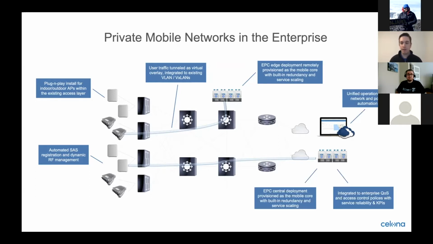And finally, a key characteristic of private mobile networks are the integrated QoS and service level objectives that we can provide to enterprise devices and applications, with granular policies for QoS, service reliability, and KPI reporting.